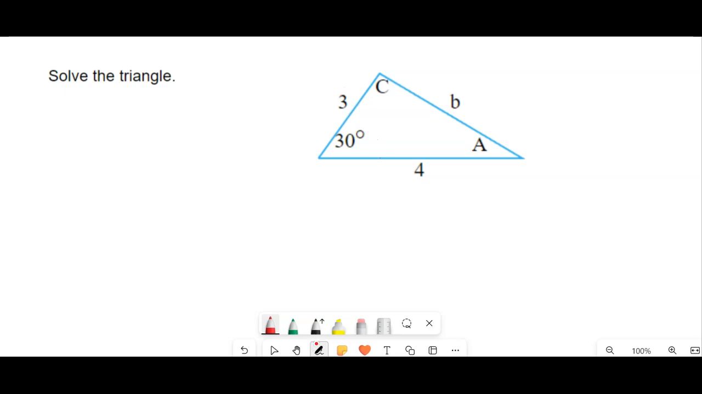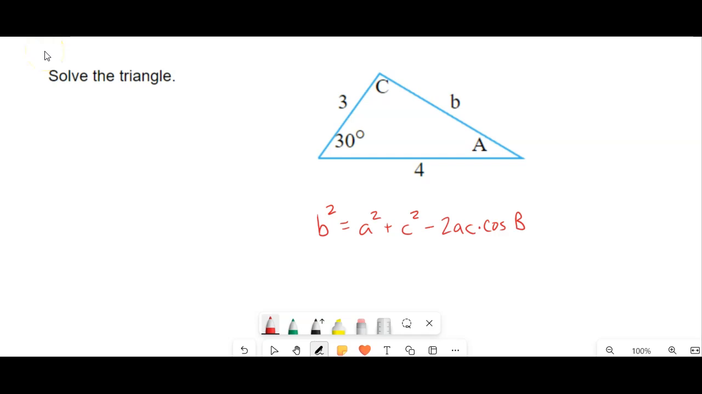We can't use the law of sines, because if you recall with the law of sines, I need an angle and the side opposite, and I don't have the side opposite here, and I don't have a second angle with a way to come up with one of these opposite side pairings. So I can't use the law of sines, so we need the law of cosines here.